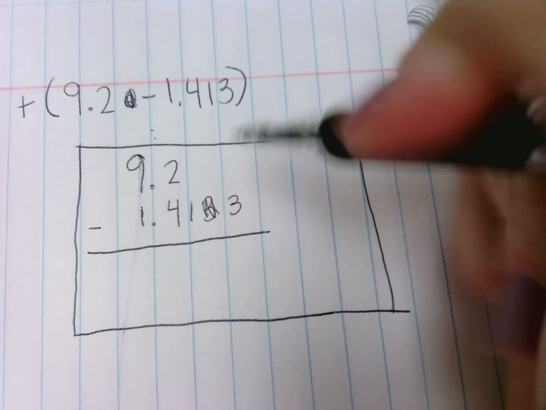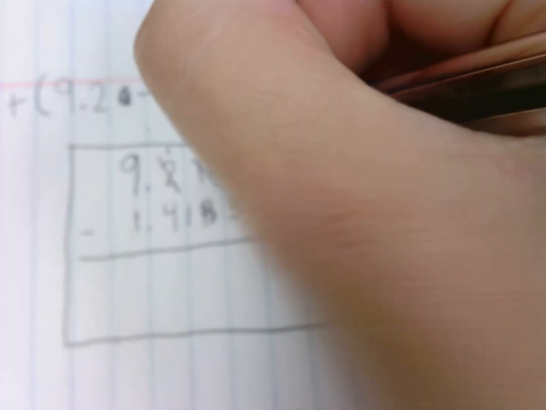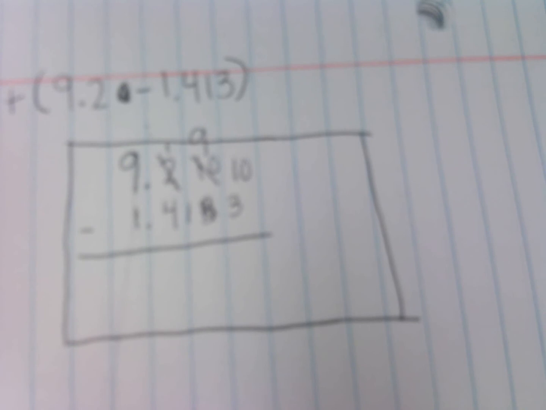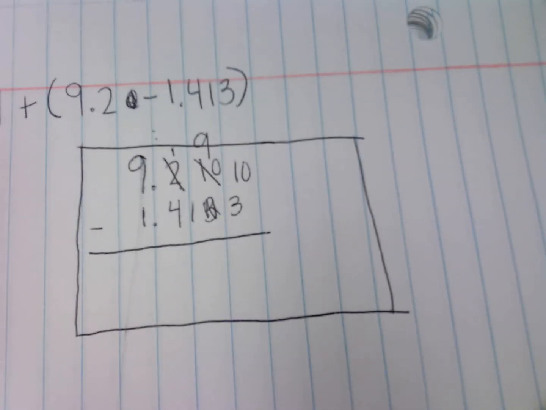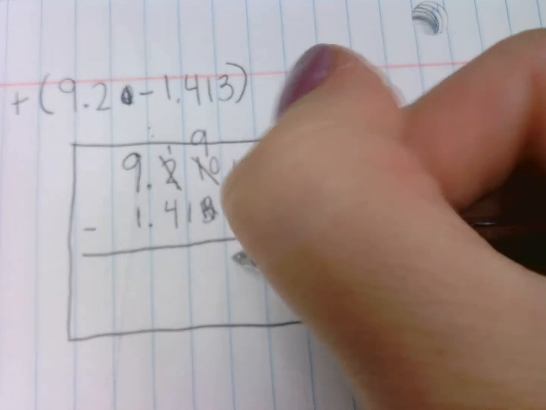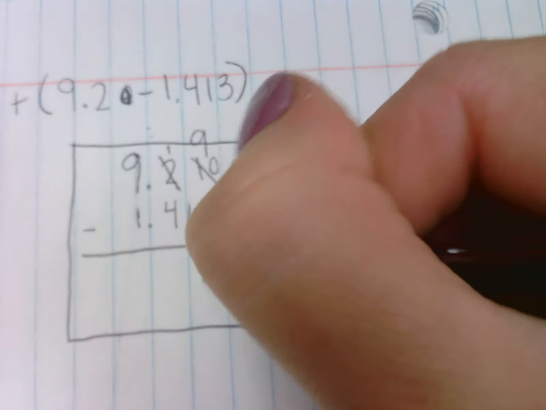So I need to go over to this 2. I borrow 1. It becomes a 1. This becomes 10. But I still need to borrow it to move on to my next problem. So that becomes a 9. And this becomes 10. Hopefully it'll focus on for, there we go. Now 10 minus 3 equals 7. 9 minus 1 equals 8.